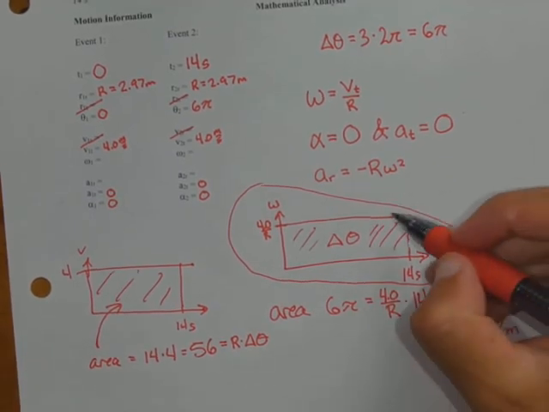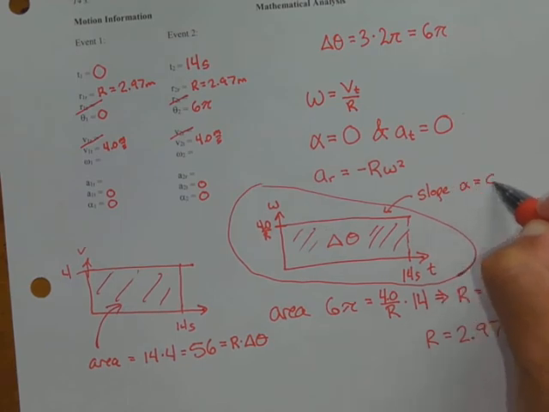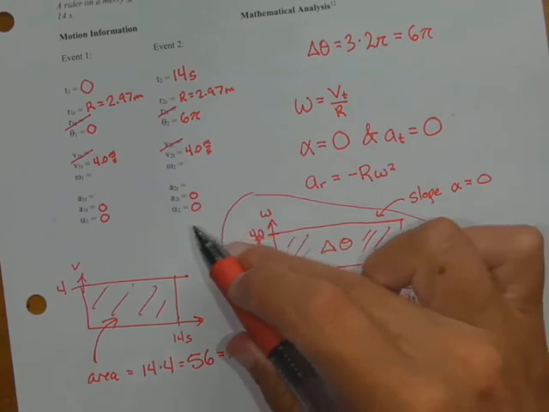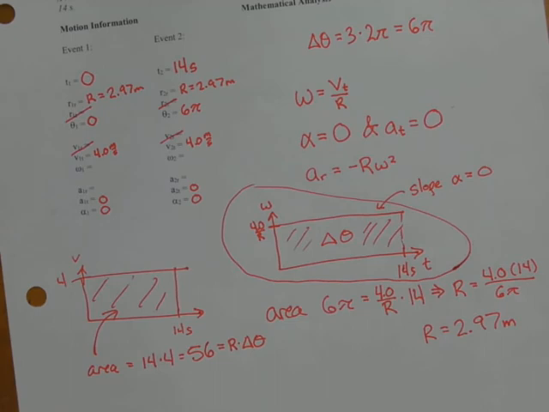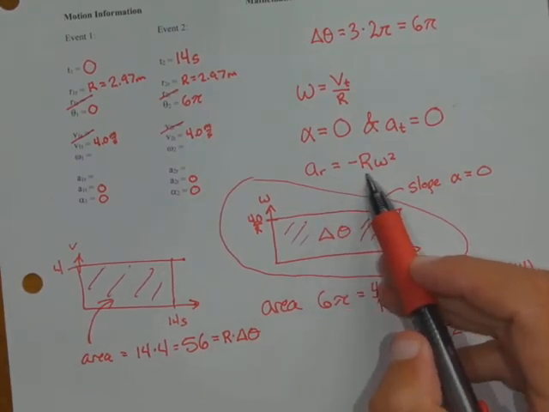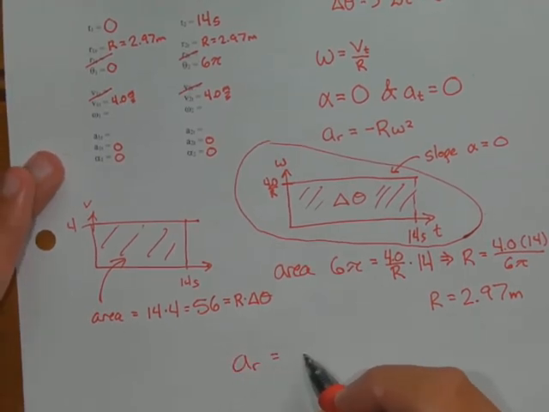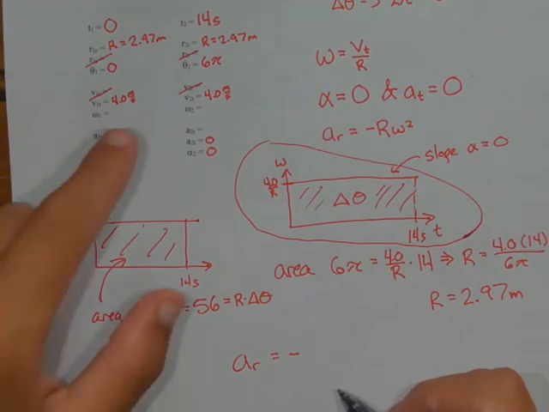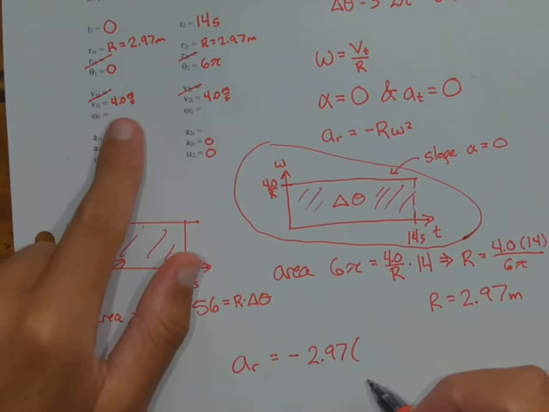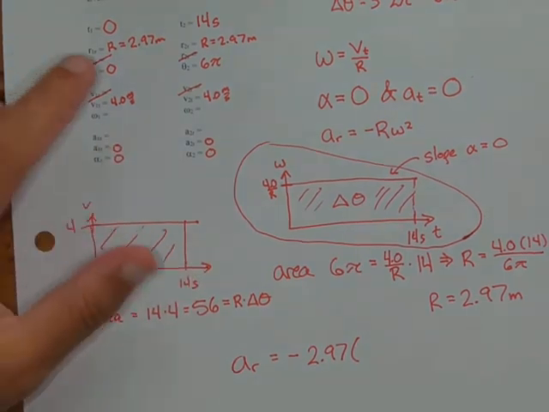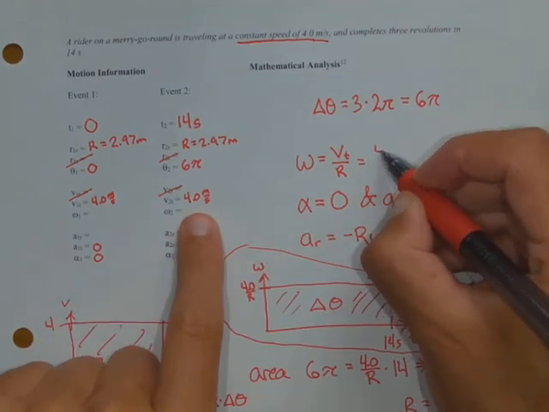And the slope here is the angular acceleration, which is equal to 0. Okay, which I already knew. The last thing I have to find is the radial component of the acceleration, and I know the radial component of the acceleration is equal to negative r times omega squared. So let's use that to finish filling out the table. So I have negative r, which is 2.97 meters, times omega squared. Oh, we never found omega. I know omega is equal to Vt divided by r, and now that I know r, I can find omega.